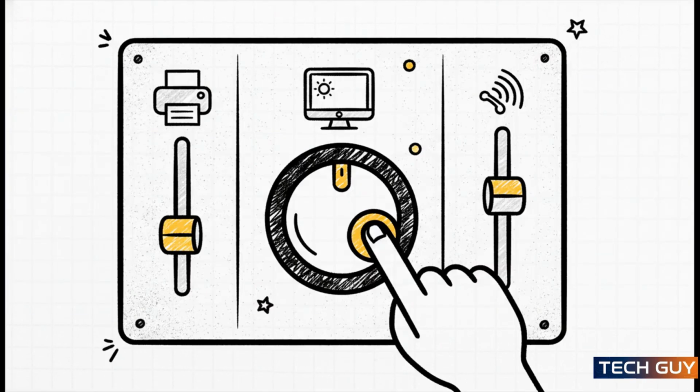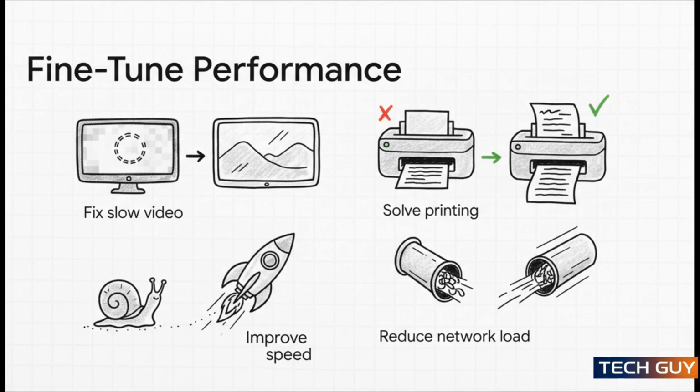So let's put this all together and change how we see these things. From this moment on, I want you to stop thinking of policies as dangerous buttons. Instead, start seeing them as the tuning knobs for your entire system. The next time a user complains that their video is choppy or their session feels sluggish, your first thought shouldn't be panic. It should be, which policy knob can I adjust to make this better? And with these knobs, you can solve real-world problems. We're talking about making graphics smoother, fixing annoying printing issues, cutting down on network usage, and even speeding up login times. They are your first and often most powerful tool for fine-tuning the environment and making your users happy.